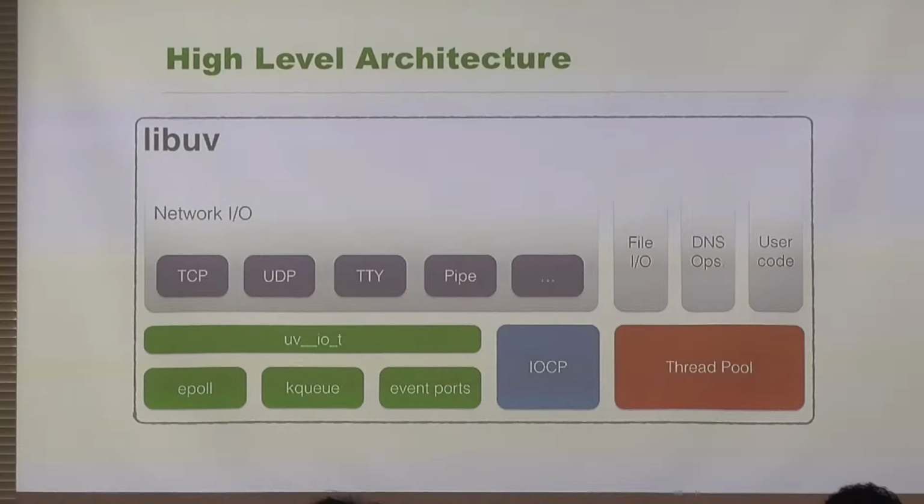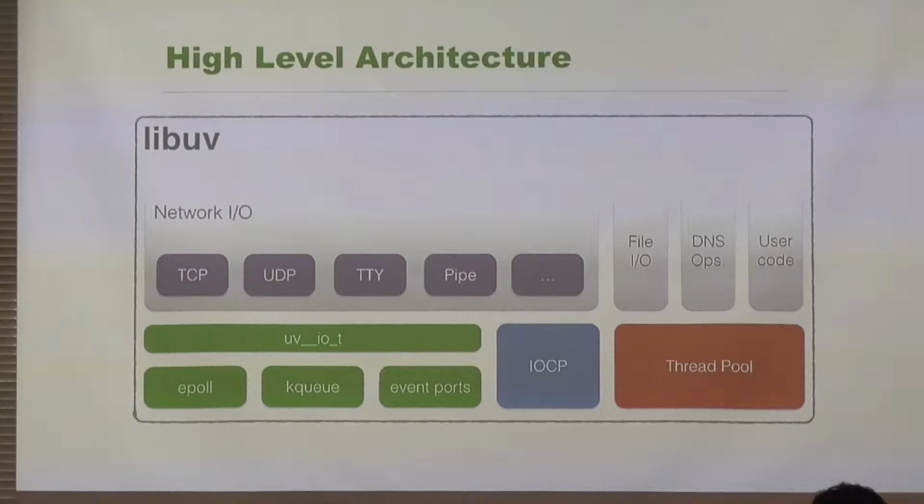The bottom half of the picture is more of the internal guts of libuv. So for example, we have UV-IO type, which is going to handle different types of I/O operations. And then depending on what platform you're running on, we'll actually use a different asynchronous I/O primitive. So for example, if you're on Linux, we're going to use epoll. Mac and FreeBSD are going to use KQ, and then SmartOS and SunOS will actually use event ports. Windows is going to use IOCP.